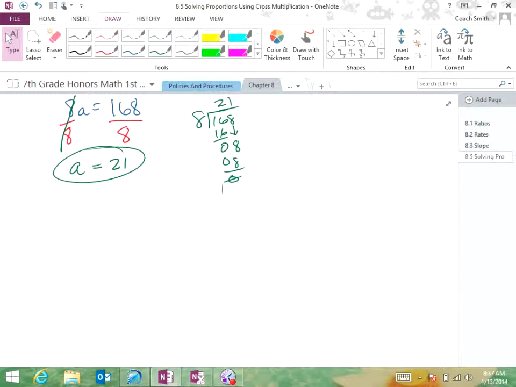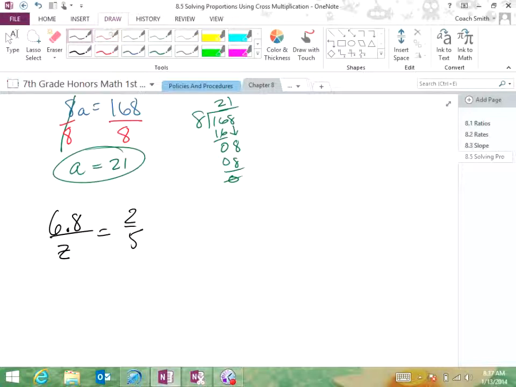Okay, now let's say they do this: 6.8 over Z equals 2 over 5. So they've given us a decimal. Doesn't change anything. Same process. You still cross multiply, solve the equation, all the things that we've talked about up to this point.